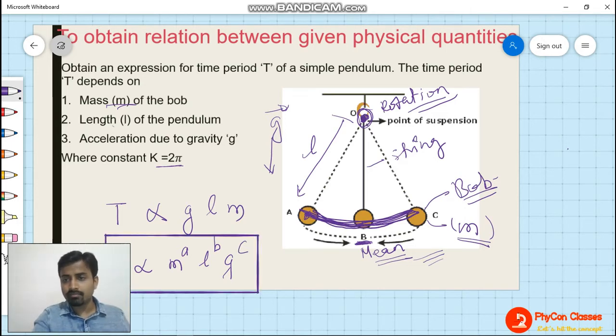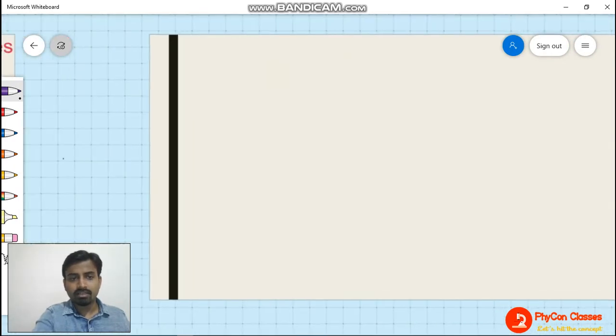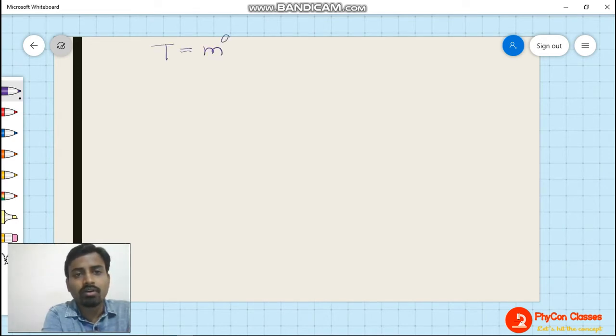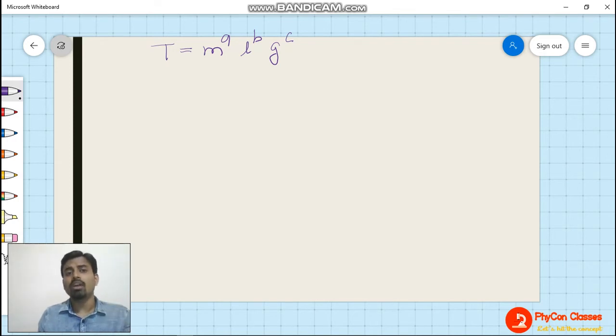For this, I'm just going to the next slide, completely blank, so that I can get the area for solving. Now let us start solving. So T is equal to m to the power of a, L to the power of b, and g to the power of c. We don't know the values of a, b, and c, and that is what we want to find out. How time period is related with m, with L, and with acceleration due to gravity. To find out the values of a, b, and c, we are going to use dimensional analysis.